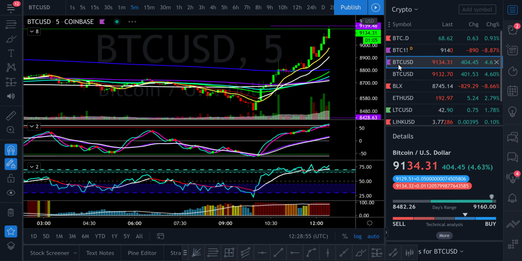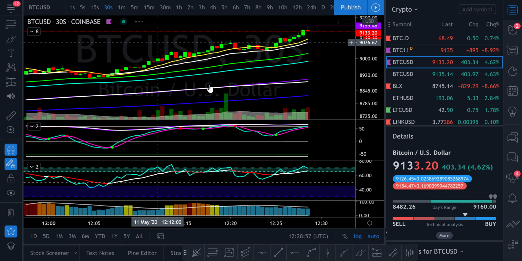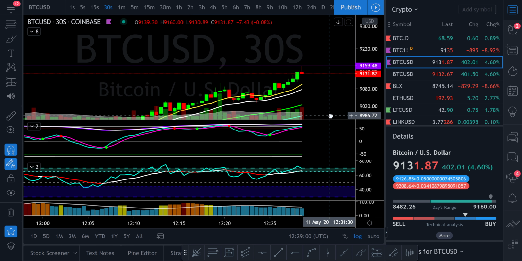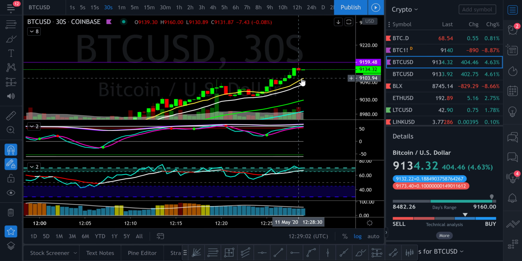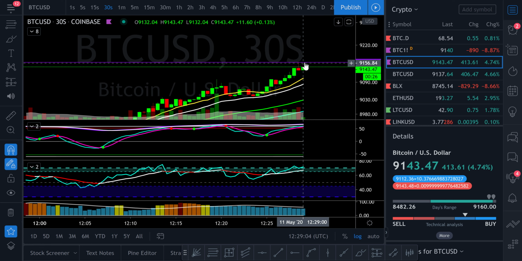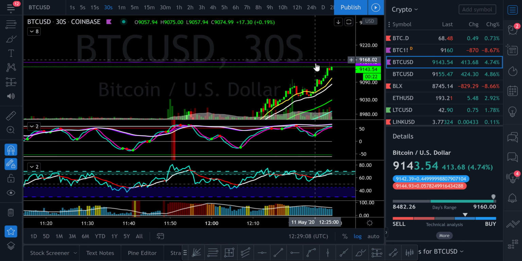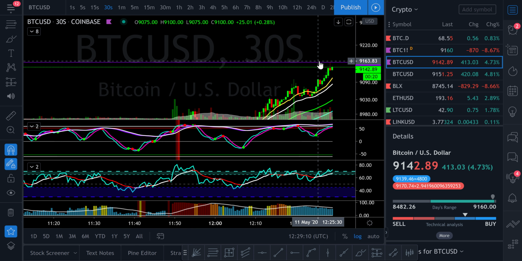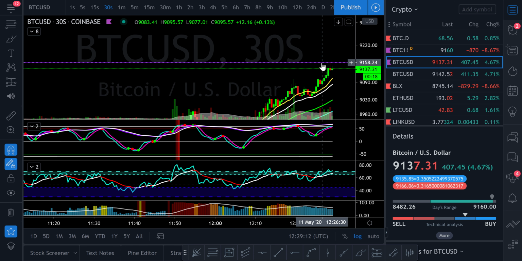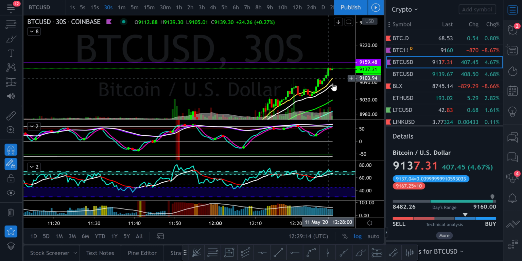Go back to my support line chart. Yeah, so it wicked right up to it. It's hard to trade against support lines, but it's my favorite way to trade. And if I could short Bitcoin, I might have shorted 9150 with a stop loss up here somewhere.